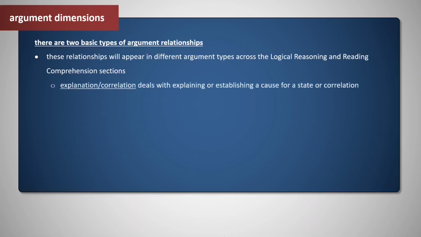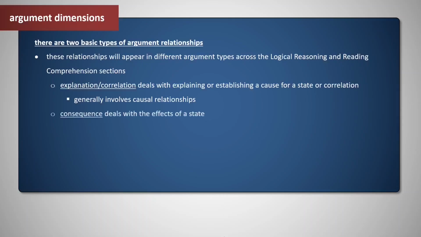Likewise, we have the explanation and correlation type, which deals with explaining or establishing a cause for a state or a correlation. So essentially, we're going to be giving some sort of situation, and the conclusion is going to say, here's why that situation is happening. Now, obviously, since we're establishing cause, this generally involves causal relationships.